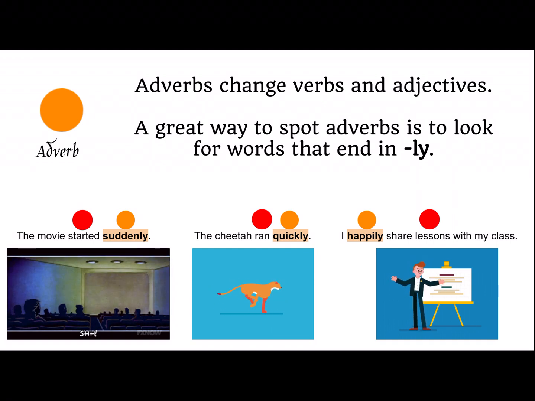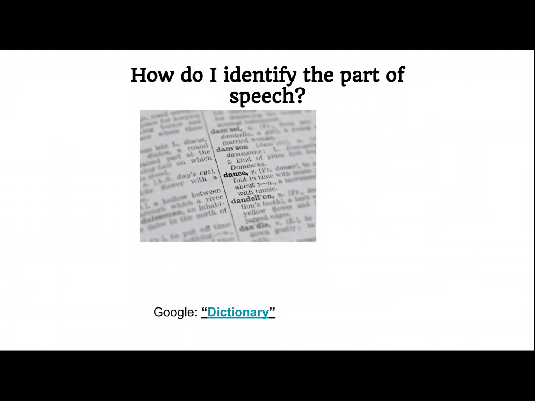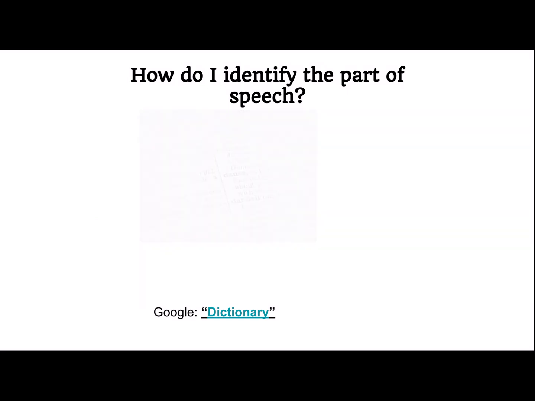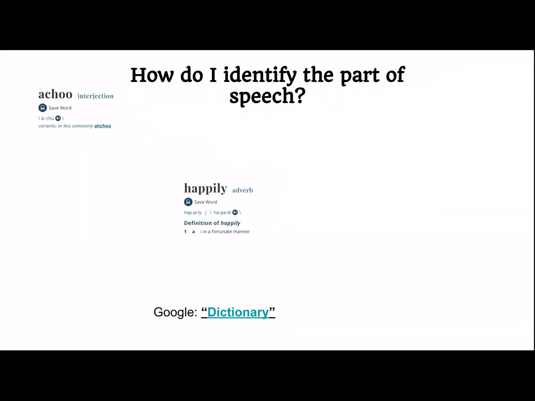Generally, the red circle is a little bit bigger than the orange circle. Now, how do I identify the part of speech? One really simple way is when we look in a dictionary, we see these little letters next to the word. Like if you see a V next to a word, it's going to mean it's a verb, or an N next to a word in the dictionary, it'll mean it's a noun. The dictionary generally tells us what kind of word it is. Happily is an adverb. We were just talking about that.